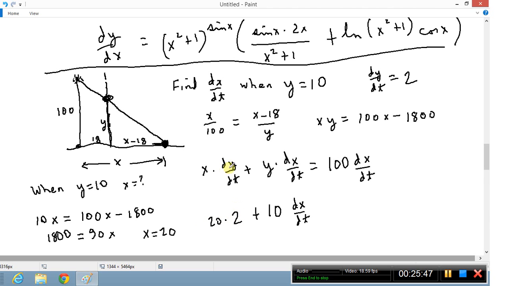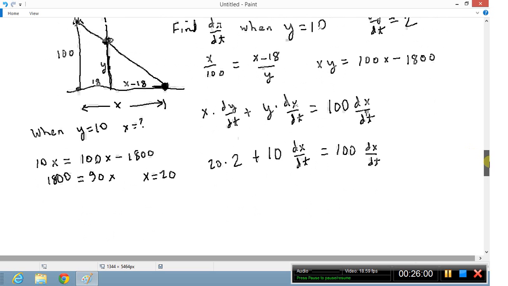So x is 20, so I can put 20 here. 20 times 2, the 2 was dy/dt, plus 10 times dx/dt equals 100 times dx/dt, and dx/dt is the unknown. So we'll bring everything with dx/dt to the right. That gives us 90 dx/dt equals, what is left over here is 40. So dx/dt is equal to 4/9, or negative 4/9 if you're technical about that kind of stuff.